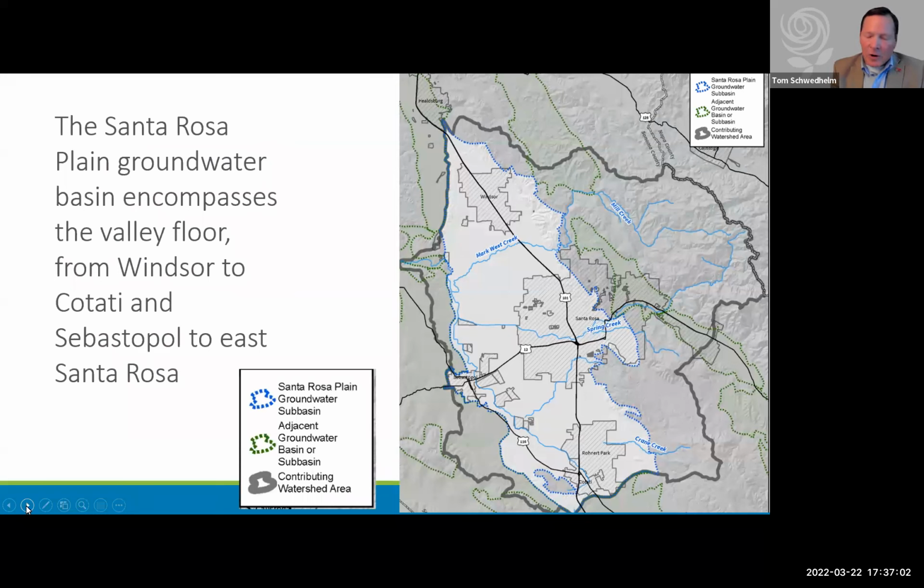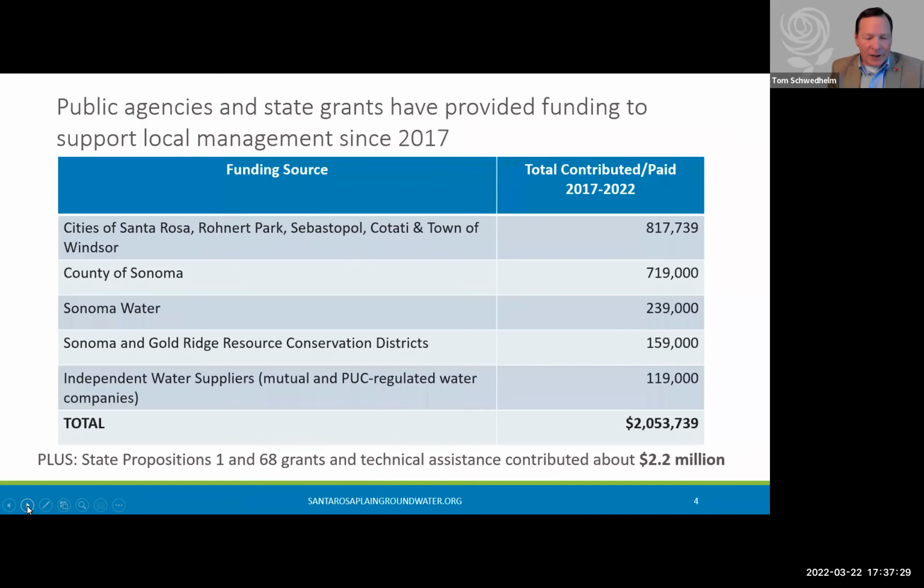In essence, SGMA requires that we locally manage the basin, which is shown in this map. The area that is managed by the GSA is outlined in the dotted blue line and is shown in the light gray. You can go to the GSA website to determine if you're in a basin. Local management means identifying, monitoring, and fixing existing groundwater problems that are caused by pumping of groundwater and preventing future problems. We go to the next slide, please.